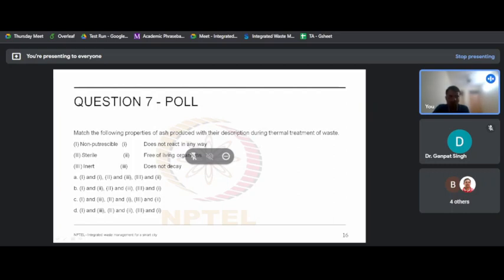Firstly, let's not just think about waste. Let's try to approach this question from the meaning point of view. So what does the word putrescible mean? Basically it means something which can decay. So non-putrescible will mean something which cannot decay. So one will go with 3.